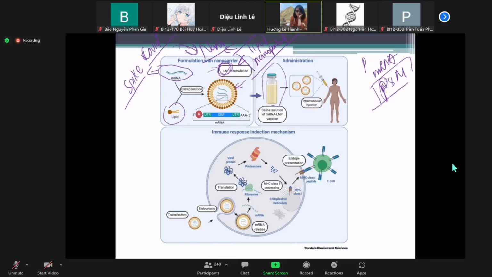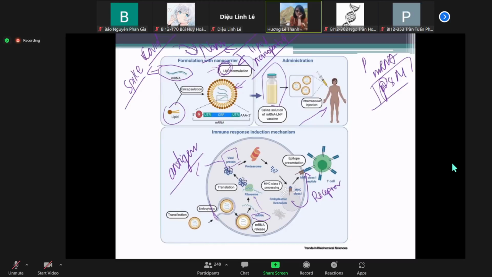When we insert this kind of vaccine into our bodies, these lipid nanoparticles will be engulfed by our immune system. Then they will release the mRNA of the virus, and this mRNA can translate into the protein of the virus. You know that these proteins are antigens. Our immune cells, macrophage cells, will send them into the MHC receptor.